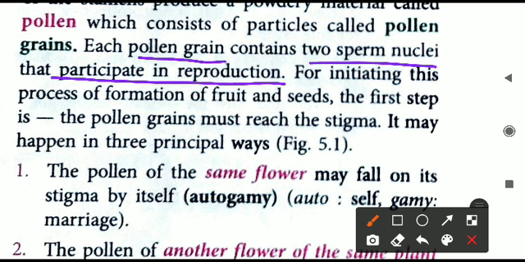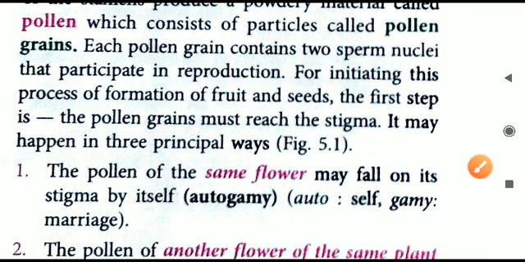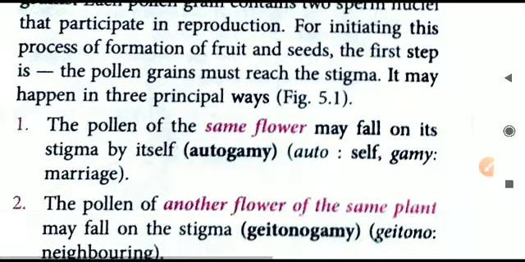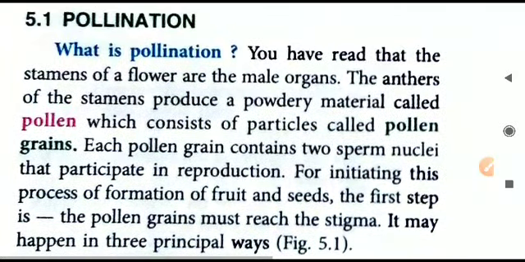They have to participate in the reproduction process, to initiate the formation of the fruit and ultimately the seeds and so on. The continuity of the plant species is dependent on the process of pollination. If pollination does not take place, then reproduction of the plants will stop. No new plant species will be formed. That is why this is the most important step for the initiation of the reproduction of a particular plant species.